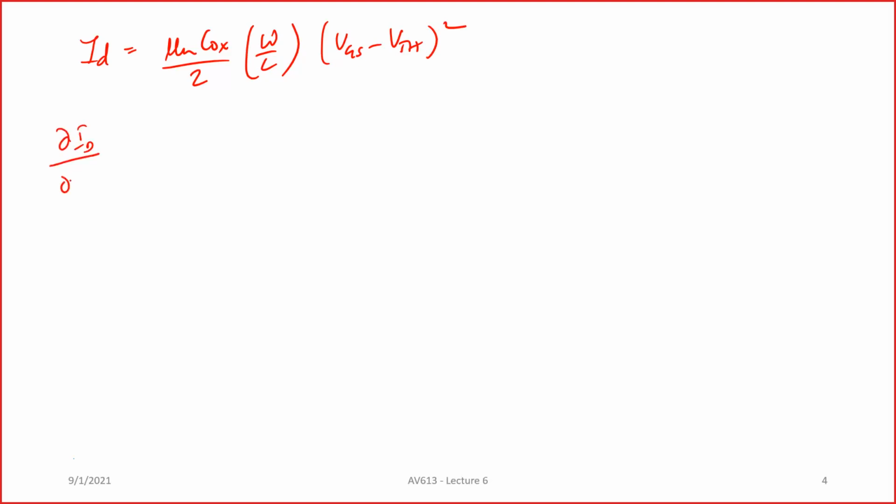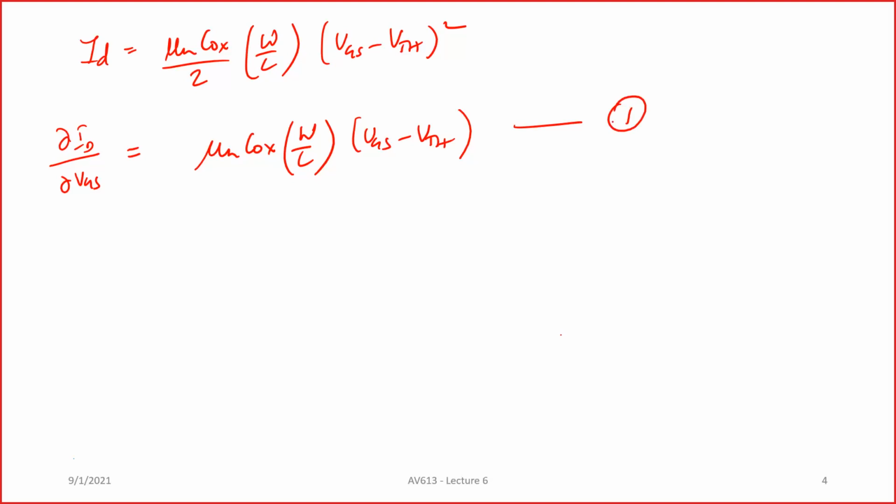Let's say ID is mu n C ox by 2 W over L (VGS minus VTH) the whole square. Now ∂ID/∂VGS, what will you get? Now mu n C ox W by L, these are all constants. So first, the 2 and 2 cancel out, you get mu n C ox W over L (VGS minus VTH). Okay. Now this is one expression for GM.